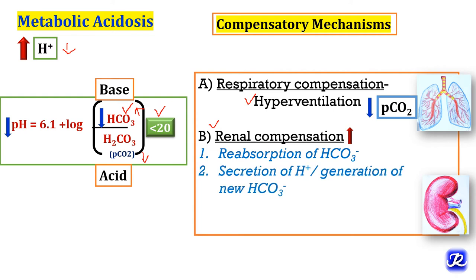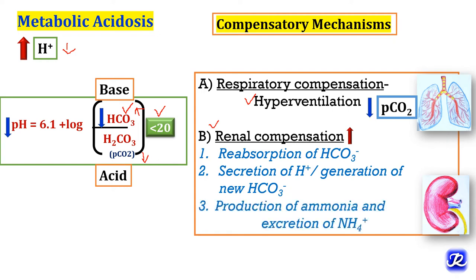Second, there is secretion of hydrogen ions, which is accompanied by generation of new bicarbonate. And third, there is production of ammonia from glutamine, and excretion of hydrogen ions in the form of ammonium ions. So by virtue of renal compensation, the body tries to increase the bicarbonate ion concentration, decrease the hydrogen ion concentration, and bring this ratio back to normal and the pH also to its normal range.